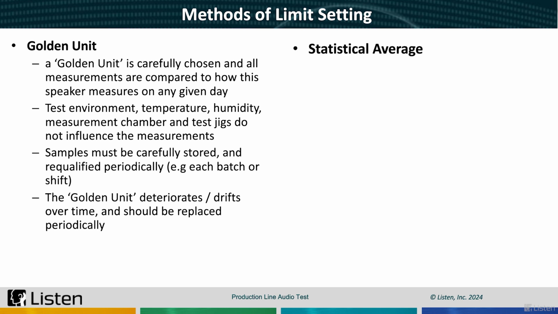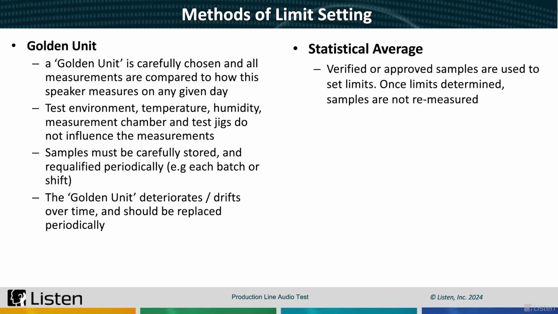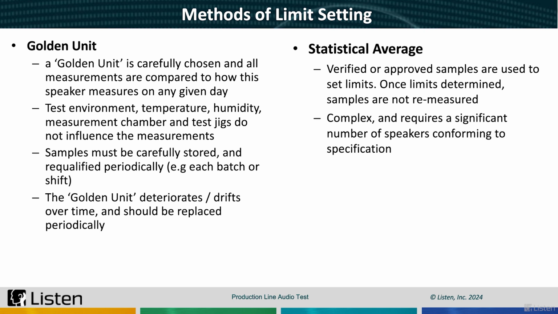The alternative is measuring to absolute limits. In this case, you use verified or approved samples to set limits, but once they are determined, the samples are not remeasured. While this is simpler than using a golden unit, the environment must be well controlled and test tools and measurement equipment well maintained, since any change in these will affect the absolute measurements. Setting absolute limits is not straightforward, and a significant number of speakers, all conforming to specification, is required.